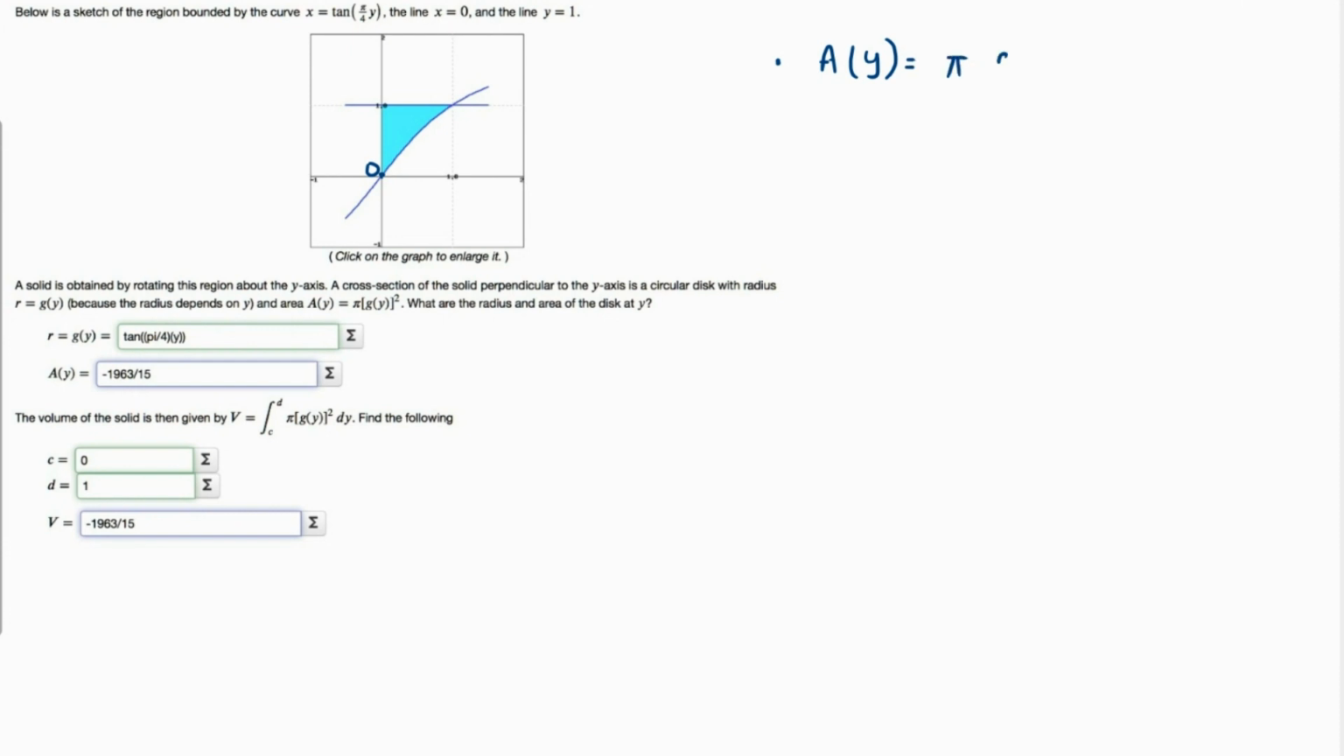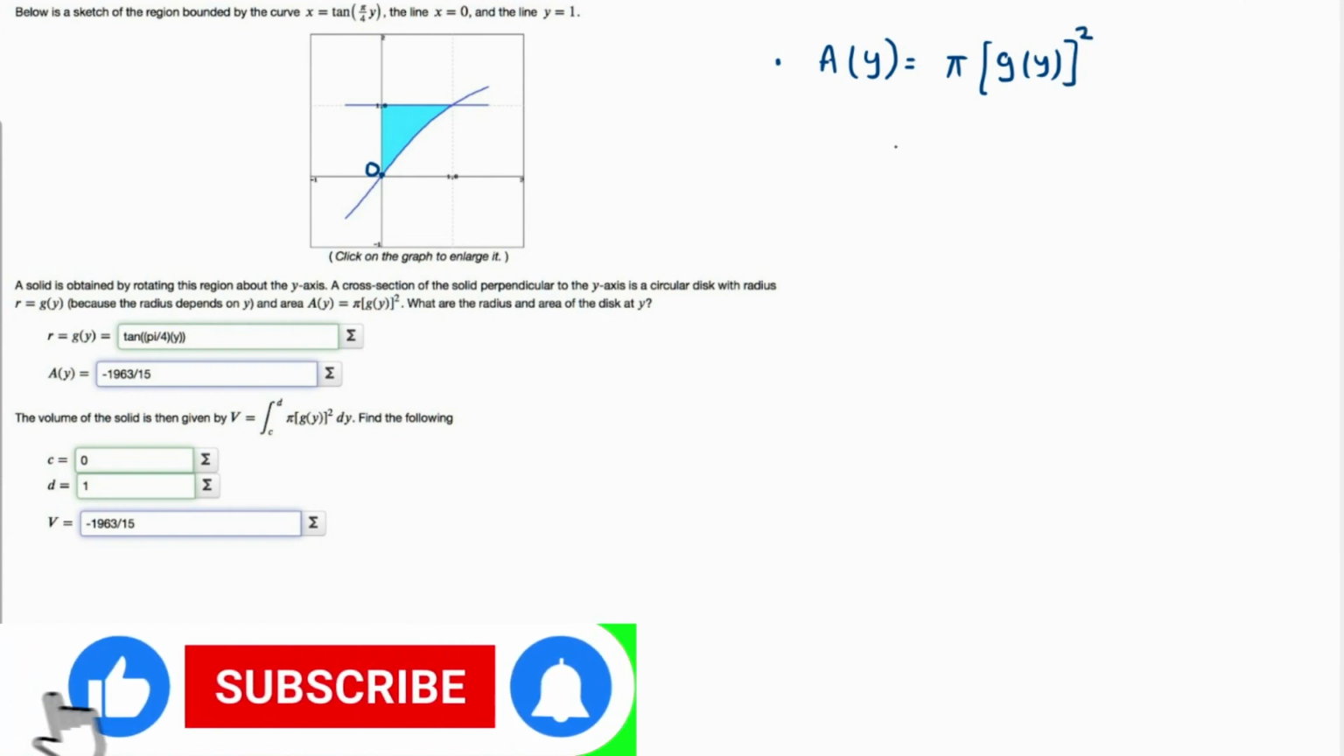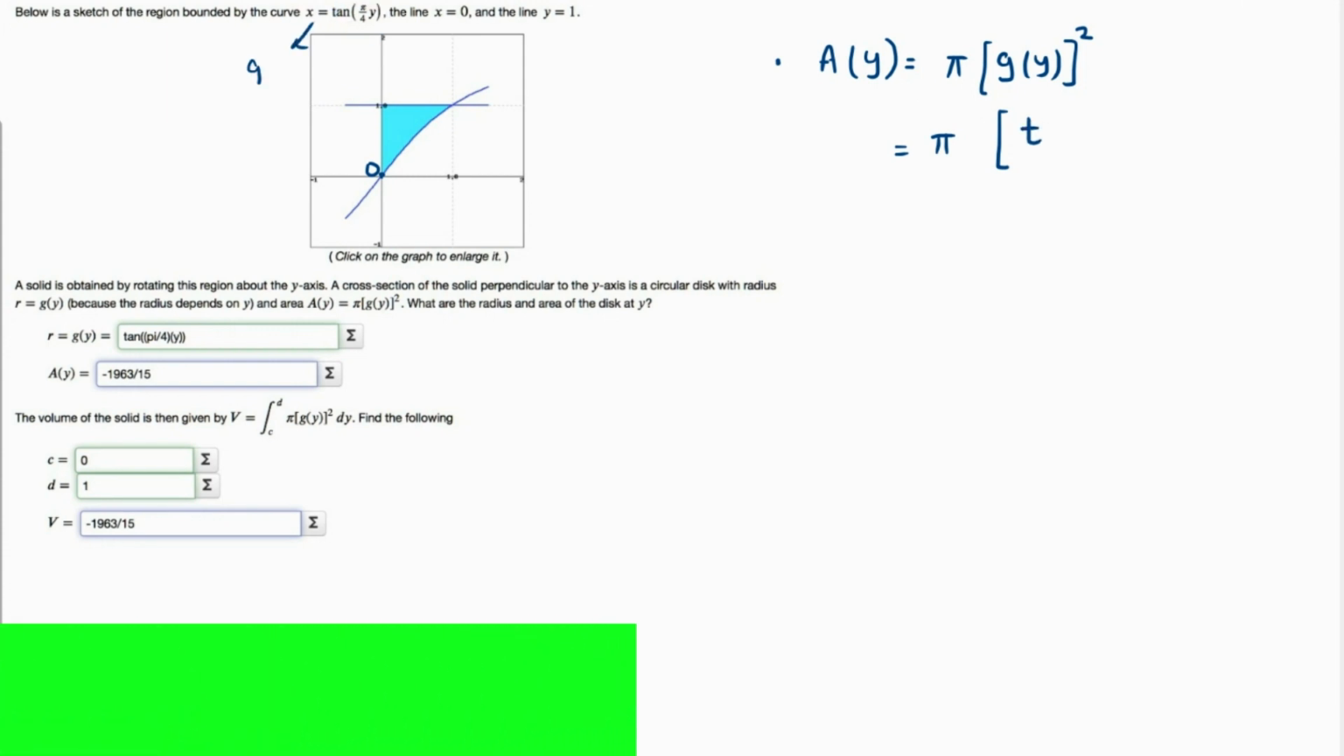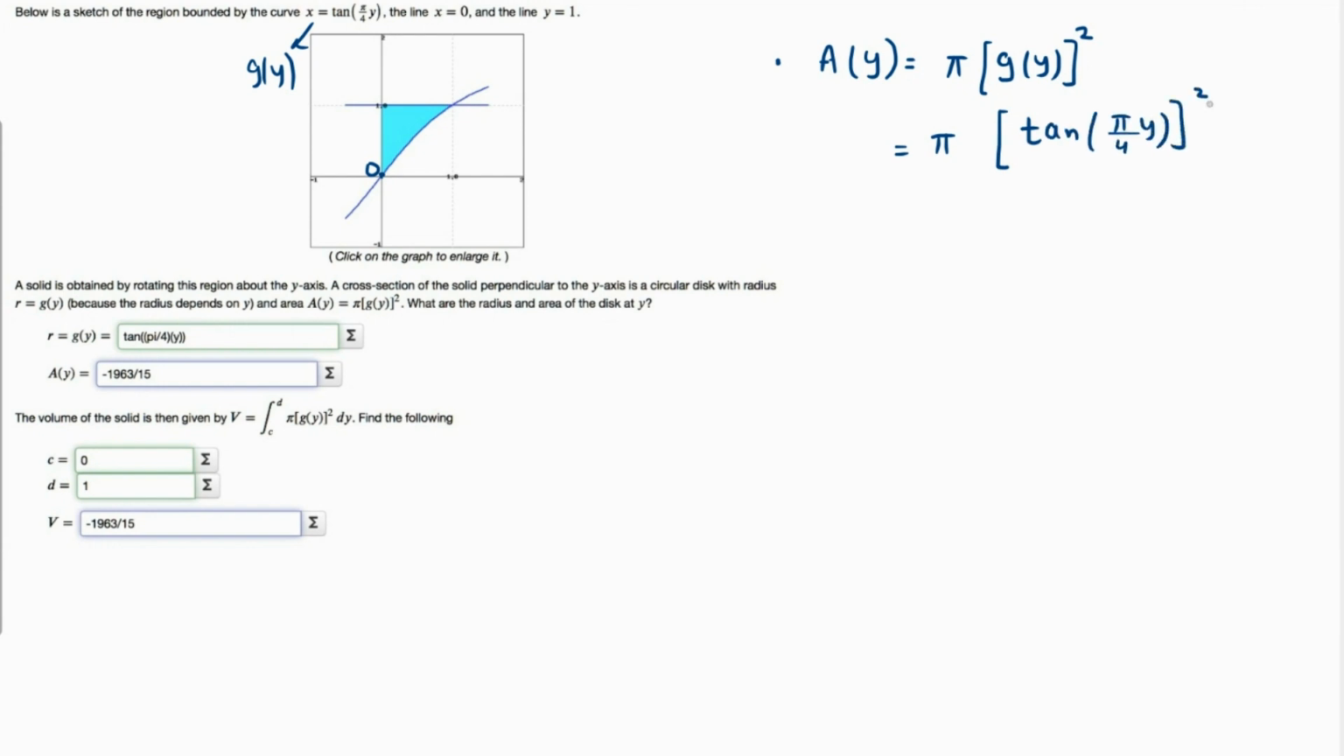So that's going to be pi times g(y) squared, and g(y) is nothing but a function of y, which is just x is nothing but g(y). So g(y) is nothing but tan of pi over 4 y, squared. So that's going to be pi times tan squared of pi over 4 y. That is the expression for A(y).